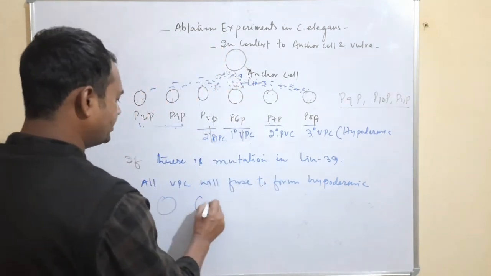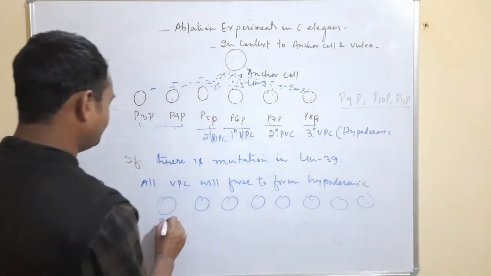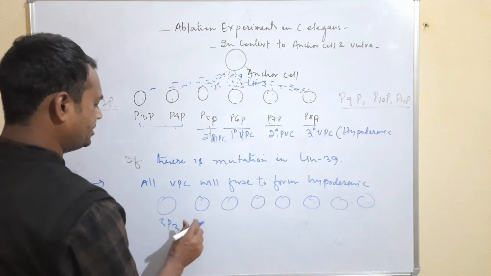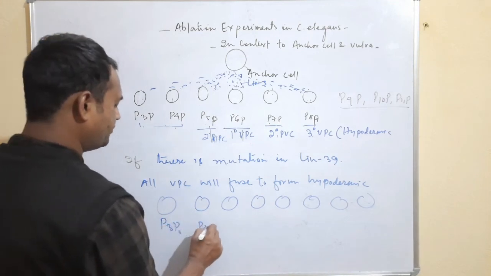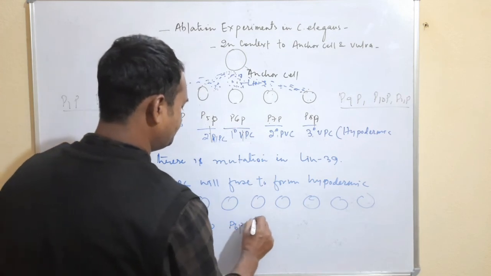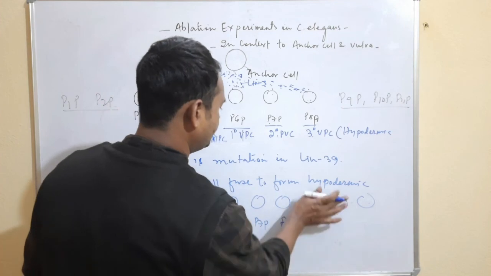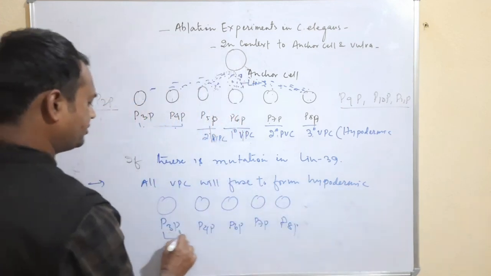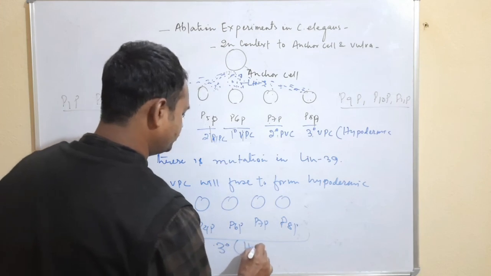Means each and every cell of the vulva precursor cells, that is P3P, P4P, P5P, P6P, P7P and P8P, all will acquire the fate of 3 degree, and they will fuse with the hypodermis.